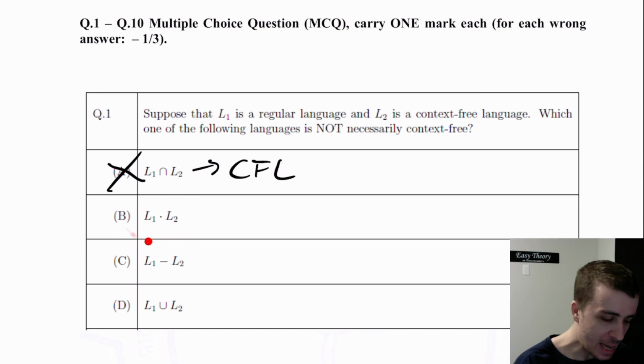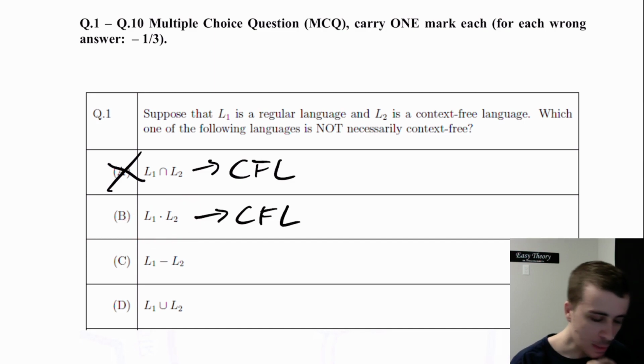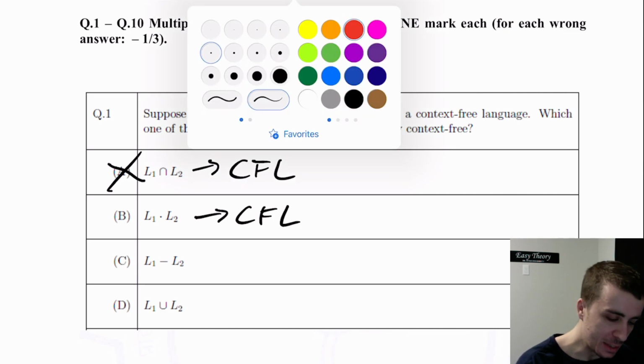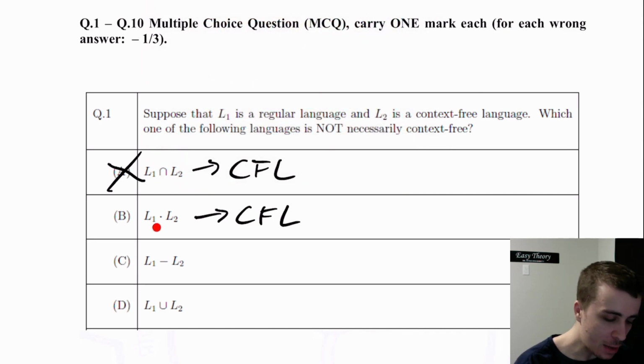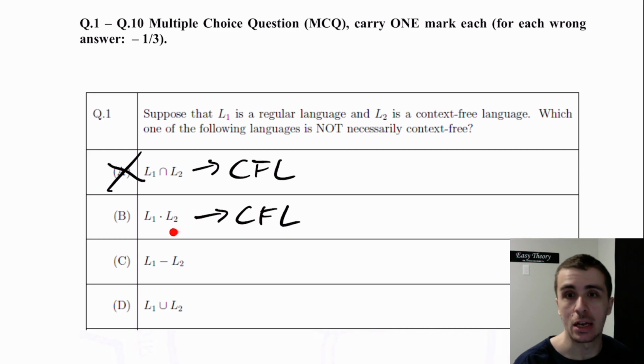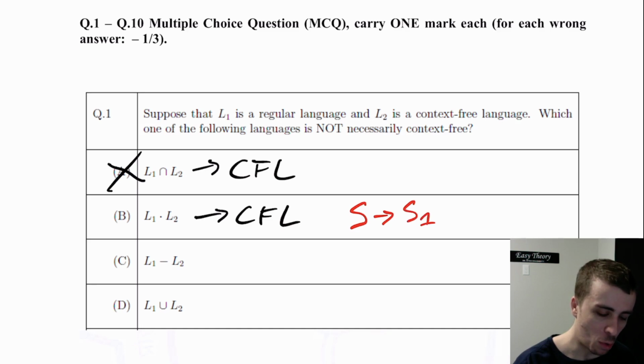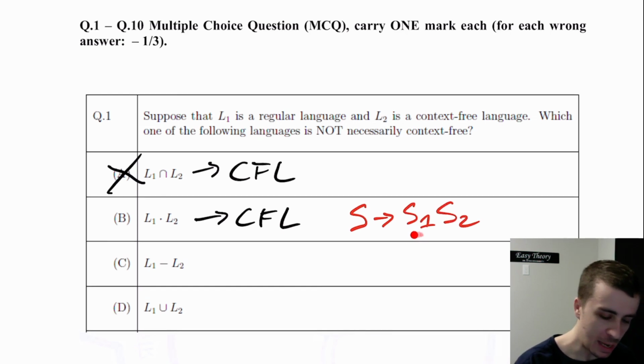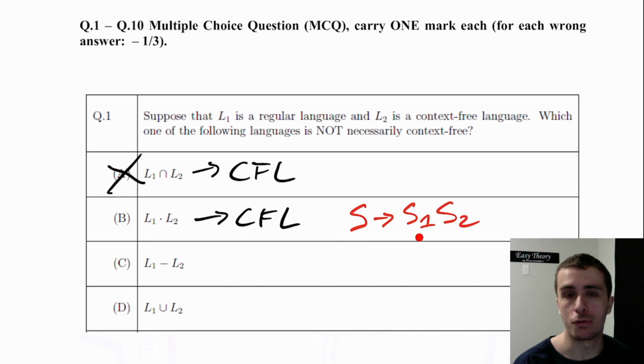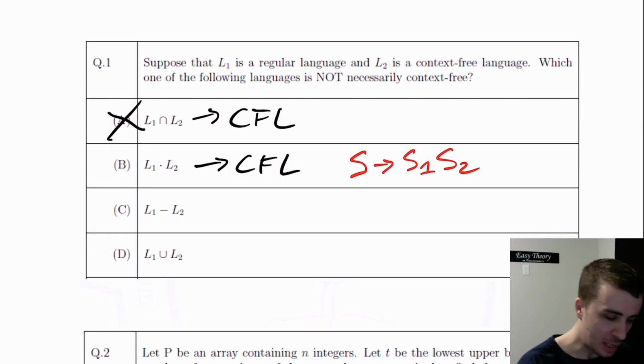L1 concatenated with L2, this one is going to be a context-free language. And the reasoning for that is, if we have a regular grammar for L1 and a context-free grammar for L2, then we can have the new start variable go to S1 S2, where S1 was the original start variable for L1's grammar and S2 for L2's grammar. So it's not going to be B here.